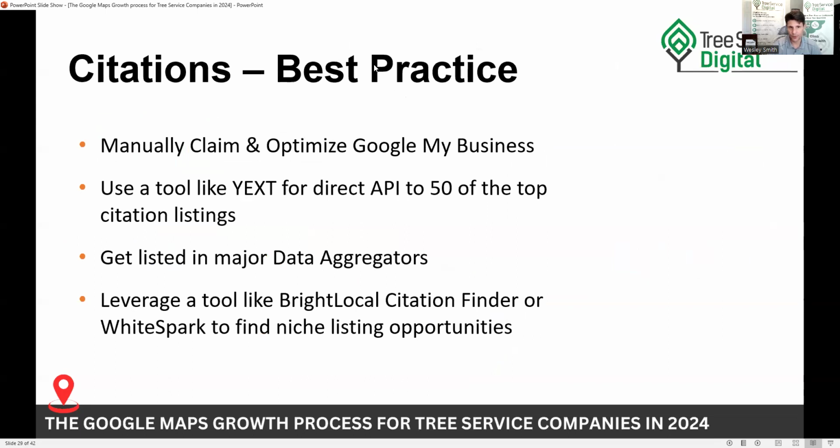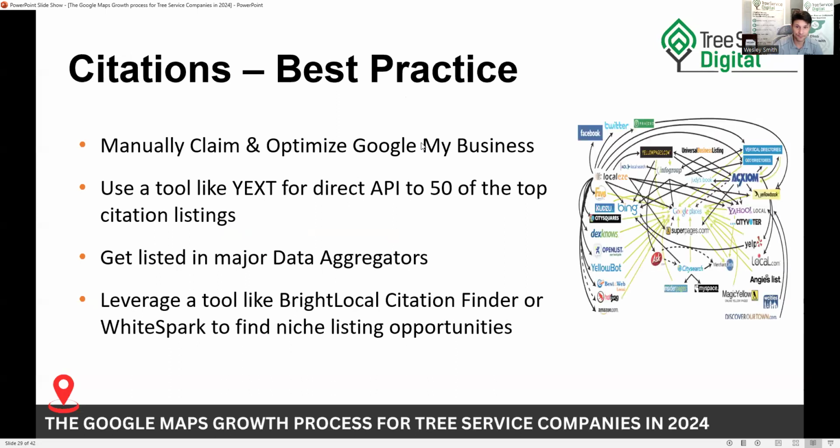The best practice for those is to manually claim and optimize your Google business profile. Use a tool like Yext for direct API to 50 of the top citations, like the most important ones such as Yelp, Angie, Super Pages, White Pages, Yellow Pages. All those really help. Get listed in major data aggregators, which we showed on the previous slide. Leverage a tool like BrightLocal Citation Finder or Whitespark to find niche listing opportunities. These are ones that are generally more focused on your type of business, and those are even more effective.